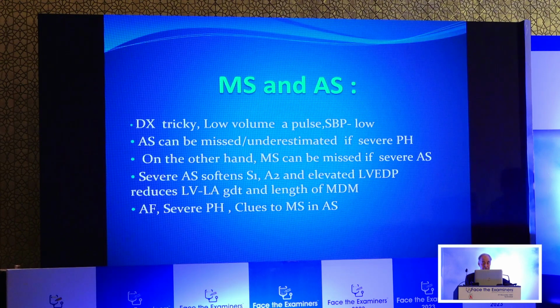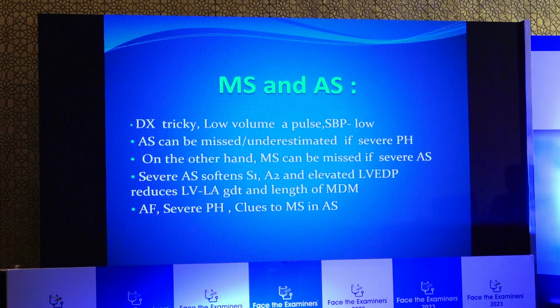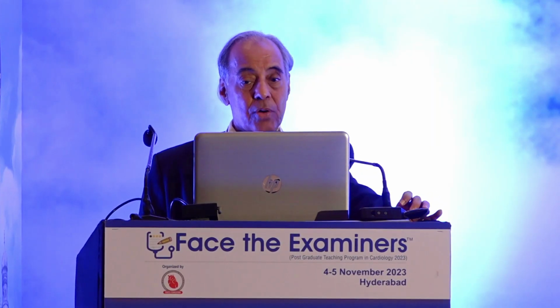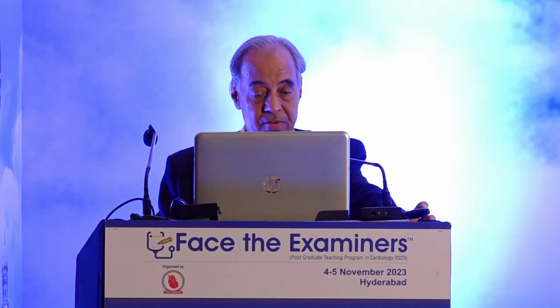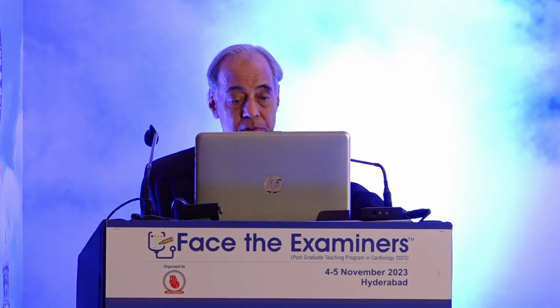AS can be missed or underestimated in those patients where there is a severe pulmonary hypertension. So if you get such a case, and if the examiner is hinting whether this patient has associated AS also, or in a patient of AS, whether there can be associated MS, you should understand the nuances: these are the lesions where the combination can be missed on clinical assessment, and these can be the reasons. So you can underestimate or miss aortic stenosis in a patient of mitral stenosis if there is a severe PH which has caused low cardiac output.